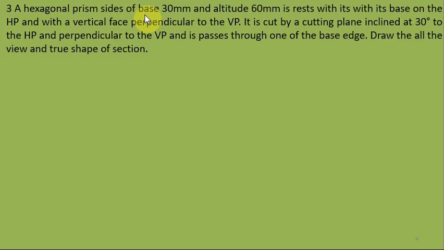So it is a hexagonal prism with a 30 mm base, and the altitude is given. How is it oriented? Its base is on HP with a vertical face perpendicular to VP. And the cutting plane is inclined 30 degrees and passes through one of its base edges. This is the condition. We'll see how we can draw it. As usual, the first step is drawing the XY line and marking HP and VP.